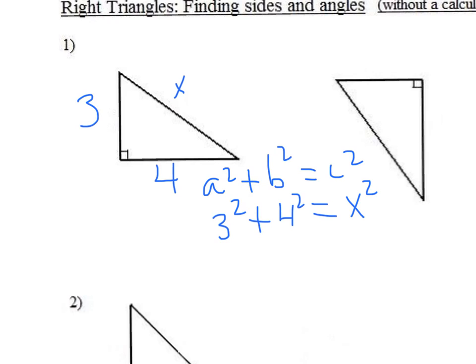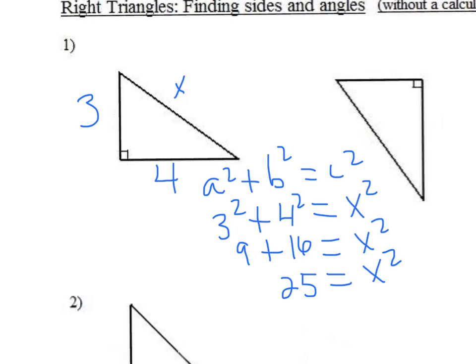So 3 squared, continue to work here, we'll have 9 plus 16 is equal to x squared. Now we follow through, 9 plus 16 is 25, is equal to x squared. But I don't want to know what x squared is, I want to know what x is.